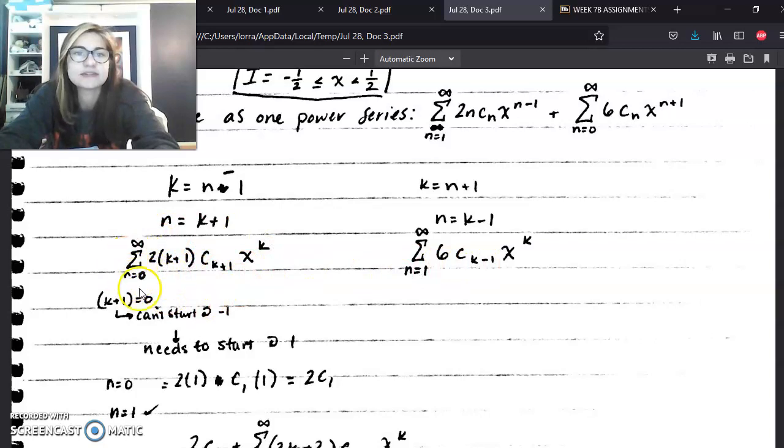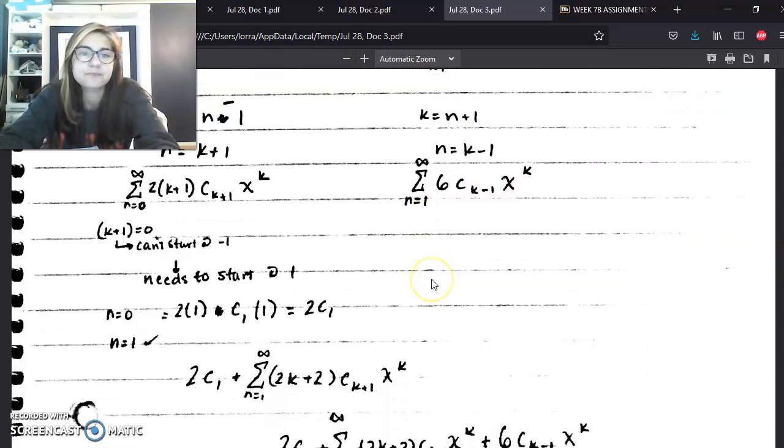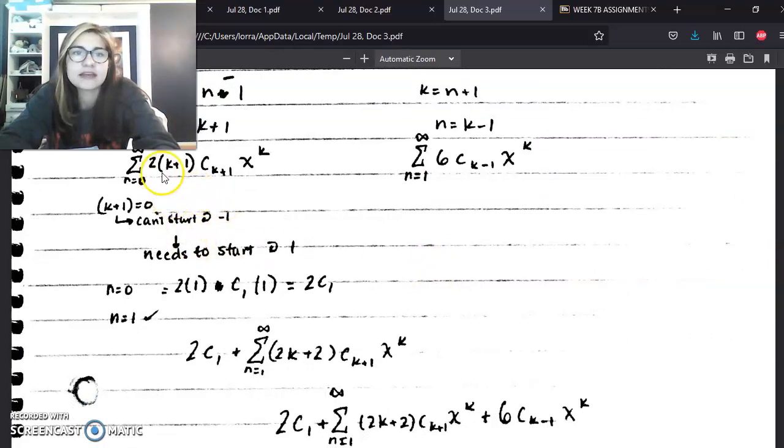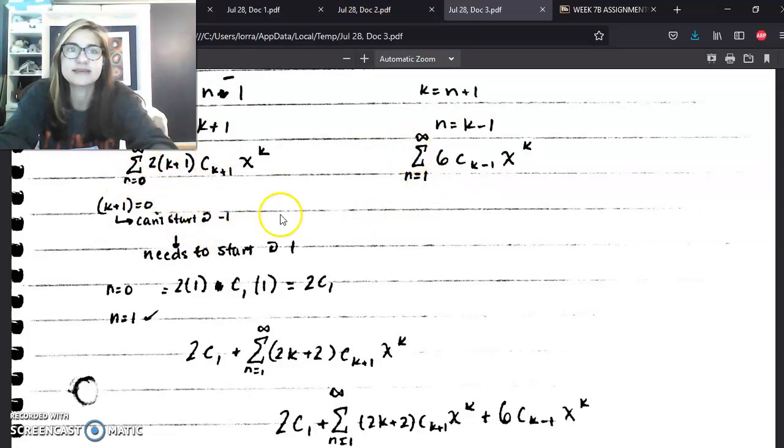So n starts at 0 because it can start at negative 1 here, so 2 times (k+1), c_(k+1), x^k. And then on this side, you substitute in the k minus 1, 6c_(k-1), x^k. In order to add these two series, you have to make sure that they start at the same base. So this series, you can't make a series start earlier, but you can force a series to start later. And you do this by simply substituting in the values up until that value.